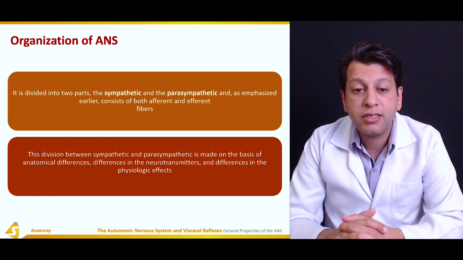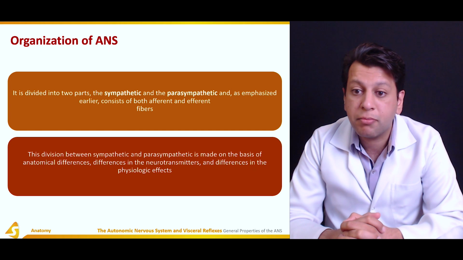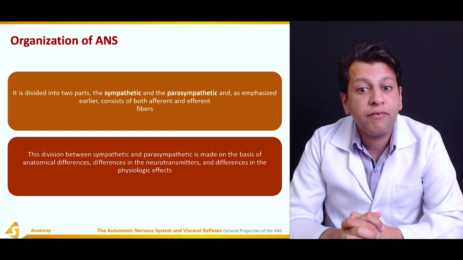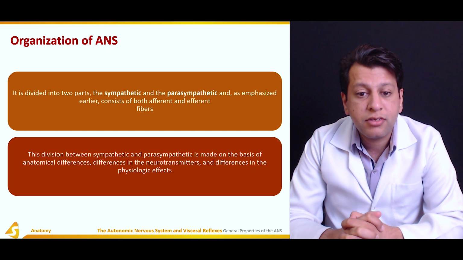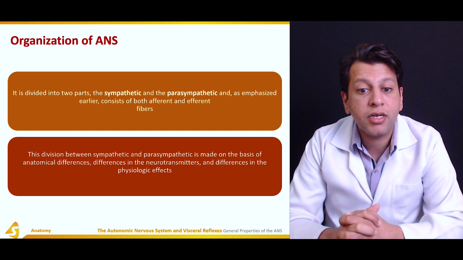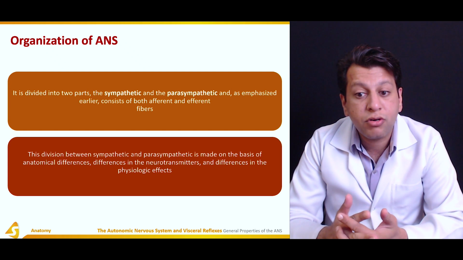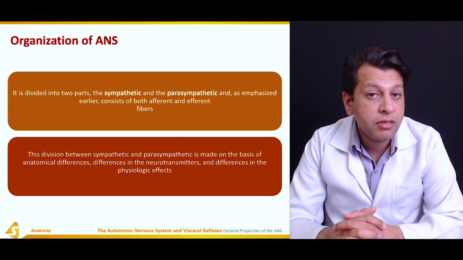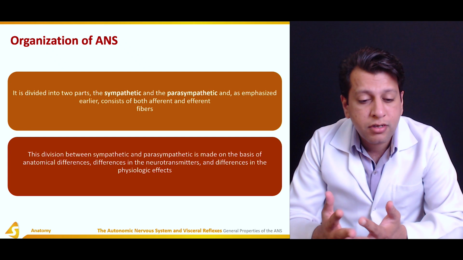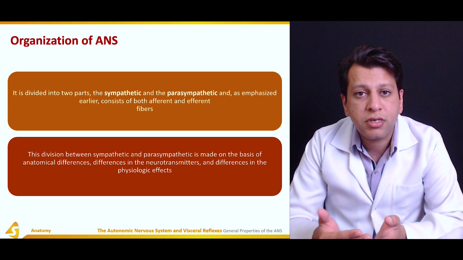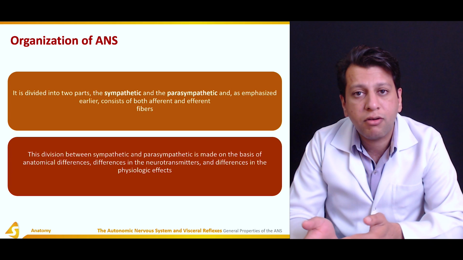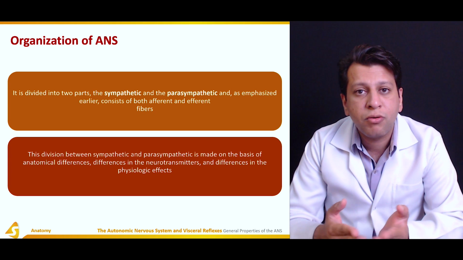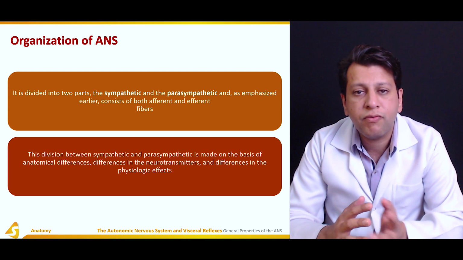As I've already told you, it is divided into two parts, the sympathetic and the parasympathetic, and as emphasized earlier, consists of both afferent and efferent fibers. This division between the sympathetic and parasympathetic is made on the basis of anatomical differences, differences in the neurotransmitters, and differences in the physiological effects. For example, in the case of the sympathetic, it's always adrenaline and noradrenaline, while it's other neurotransmitters in the case of the parasympathetics.